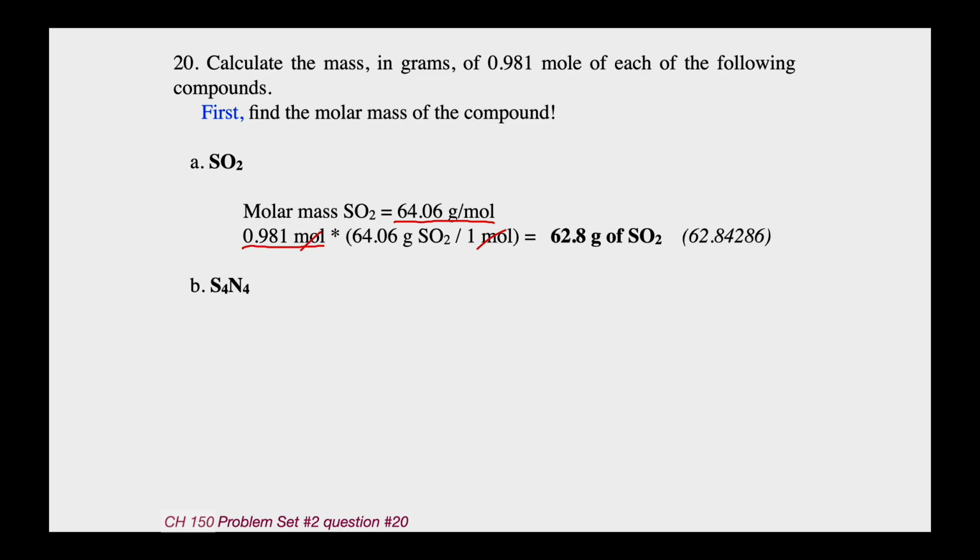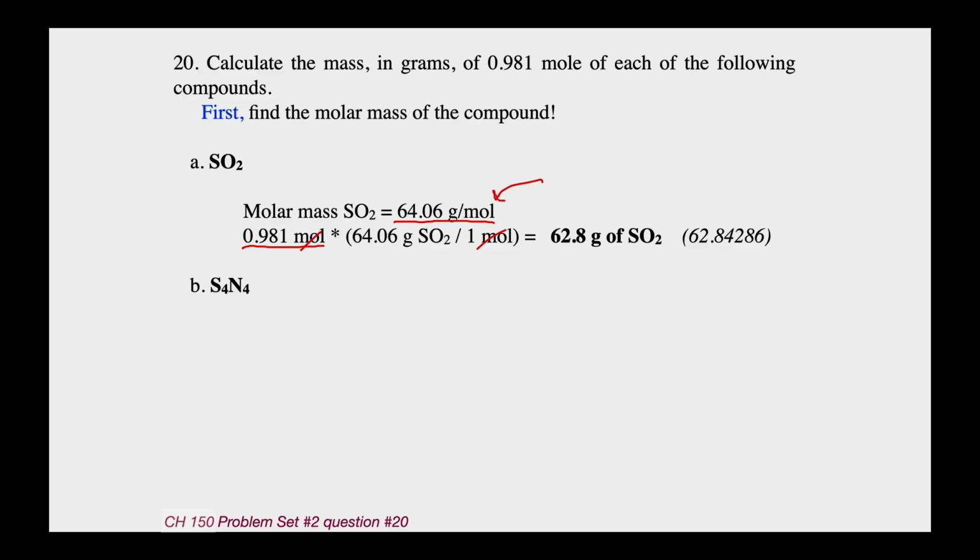We've got just grams, 62.8 grams of SO2. So if you had 62.8 grams of SO2, you would have 0.981 moles of SO2. We're going to do the same thing on the second one, that tetrasulfur tetranitride thing. We've got to find the molar mass, all right?